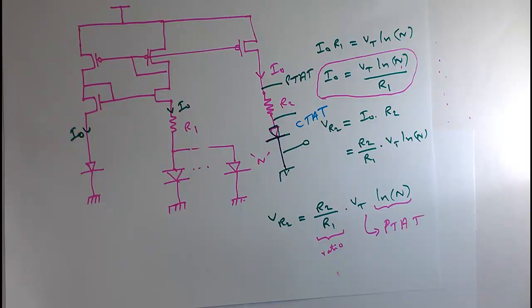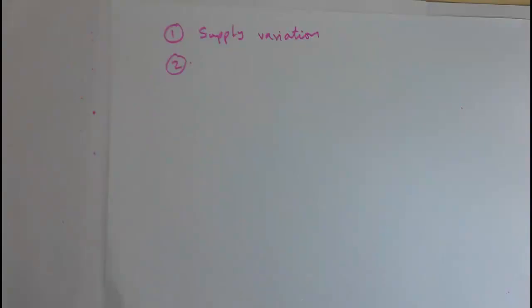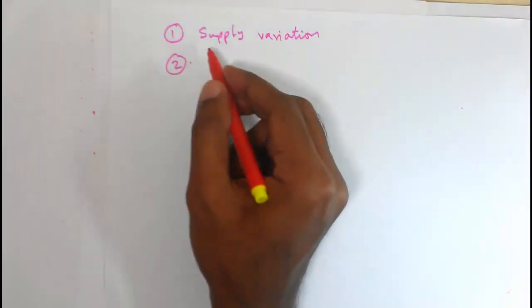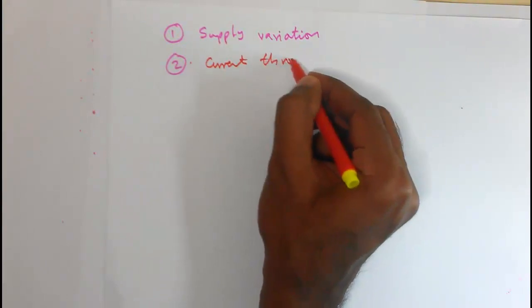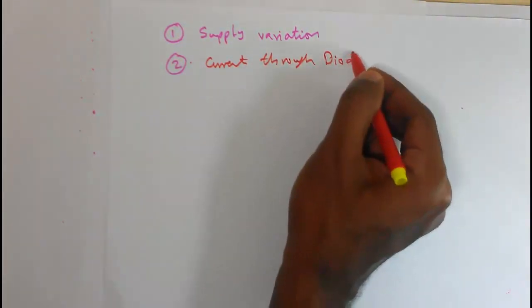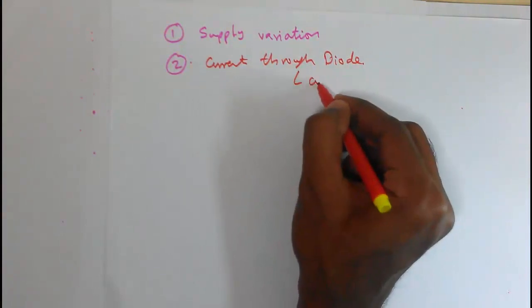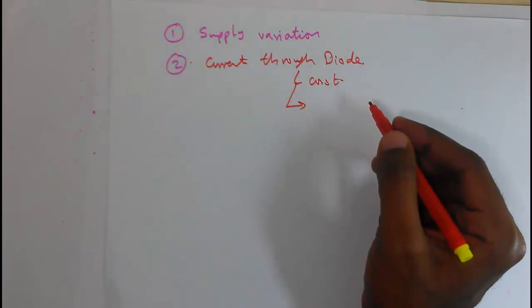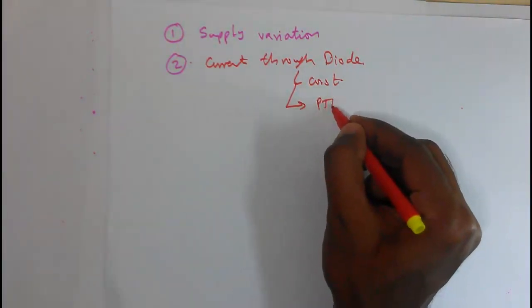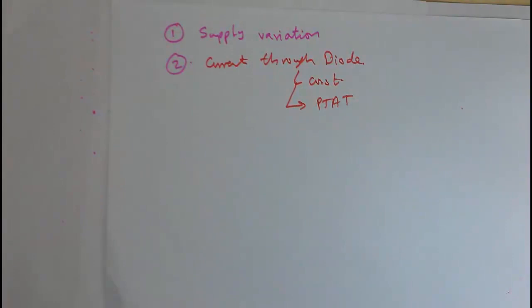The third problem, the third topic that we didn't discuss till now is about alpha 1 and alpha 2. So the second issue that we need to discuss is the current through diode. Initially we assumed it as constant, but when we design the circuit, the current which is passing through the diode is PTAT in nature. So what is the effect of that and how much it is affecting? Is it really affecting our CTAT? Those things we will discuss in the next topic.